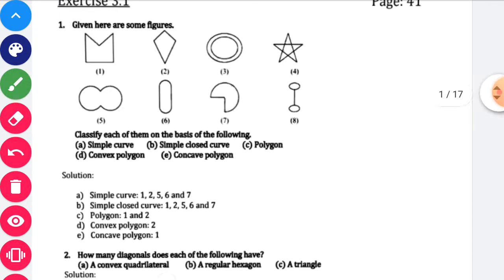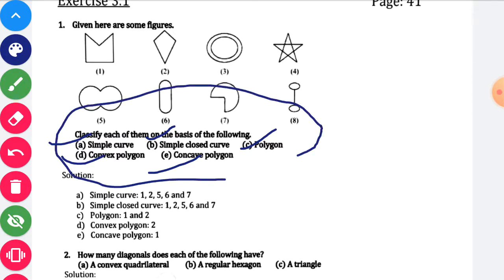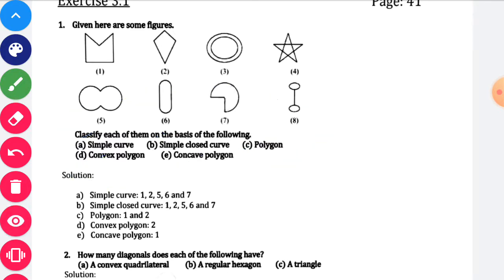See the options: simple curve, simple closed curve, polygon, convex polygon, concave polygon. So these topics we have studied in the previous video. First, simple curve. Here it is not mentioned that it is open curve or close. It can be anything, but simple, it means there is no intersection of any line segments.